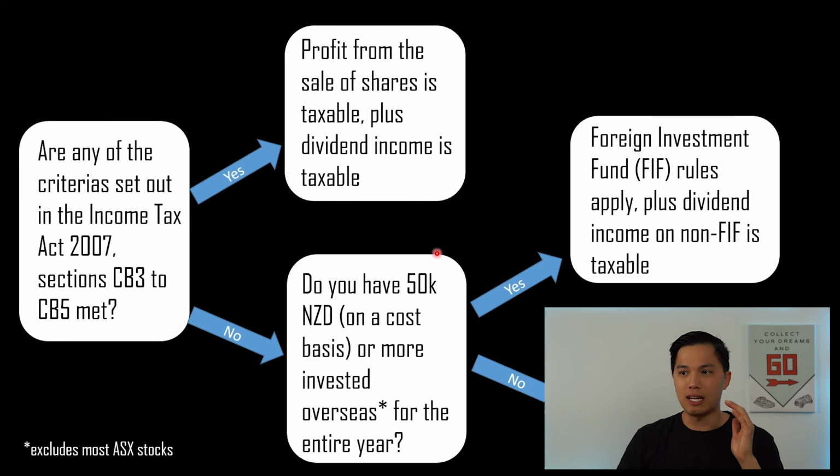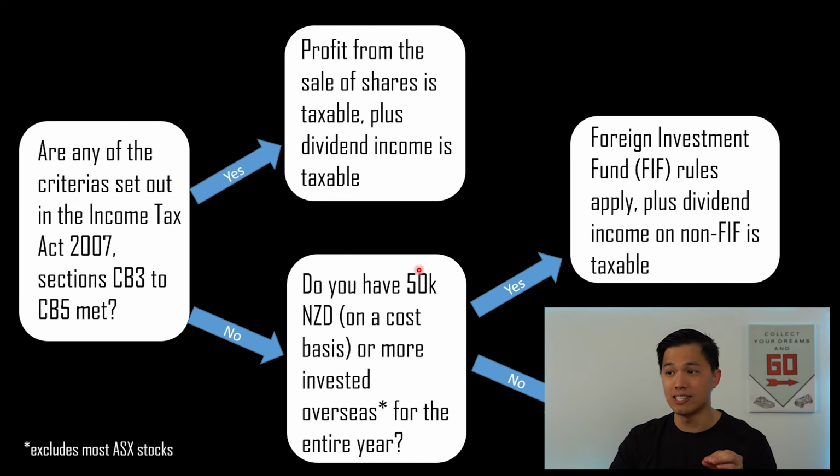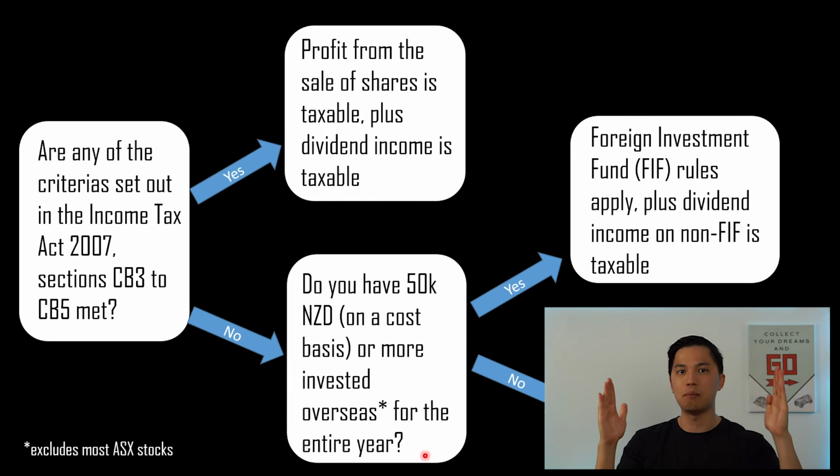So if you believe you haven't met any of the section CB3 to CB5, then next you'll have to consider whether you have more than 50,000 New Zealand dollars on a cost basis or more invested overseas for the entire year. So throughout the tax year, from beginning to end, if at any one point in time you had more than $50,000 on a cost basis invested in overseas stocks. Now, I do have an asterisk over here as well that excludes most ASX stocks. So ASX stocks aren't counted in there. I'll talk about that a little bit later.